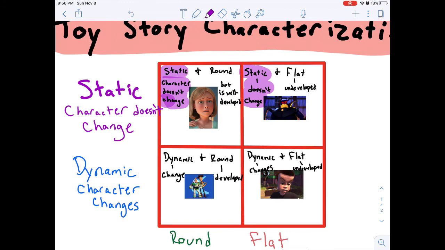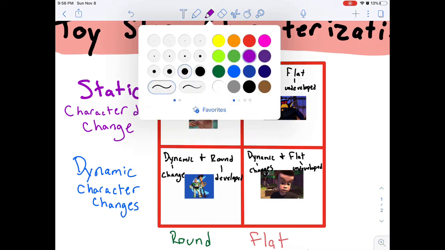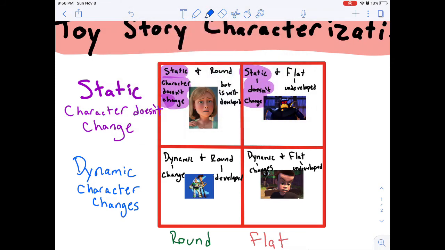And then let's go to dynamic, which we can highlight in blue. Buzz and Woody are both dynamic, meaning they change throughout the story. And so is Sid. He's dynamic. He changes throughout the story. He has a change of heart about how he treats toys.